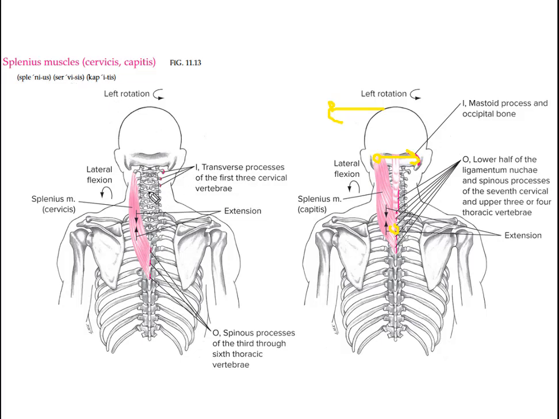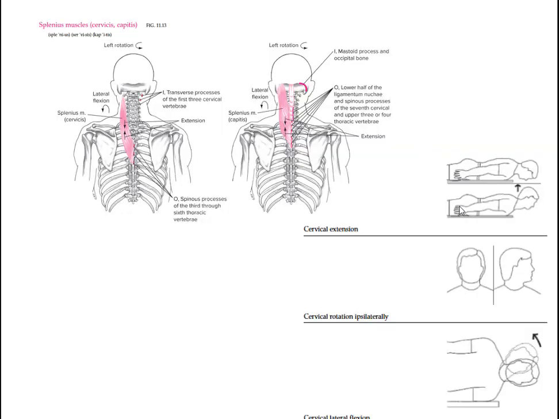Same side for frontal plane motion for lateral flexion. And for sagittal plane motion, these are going to be extensors of the cervical spine and capitis, not flexors. And you can see here cervical extension, ipsilateral, so same side rotation, and then same side lateral flexion.